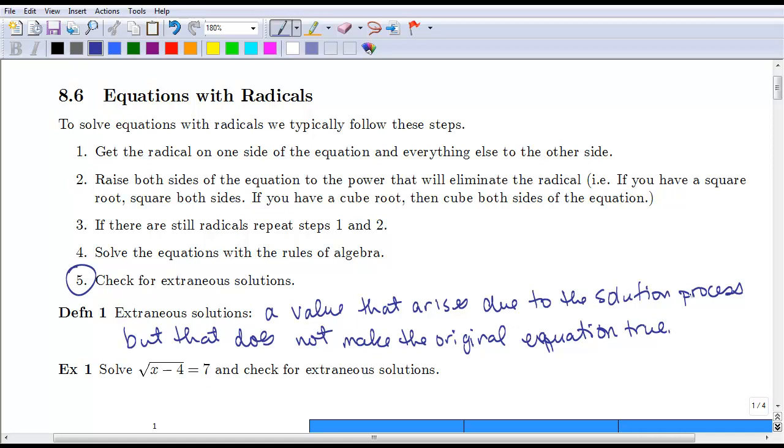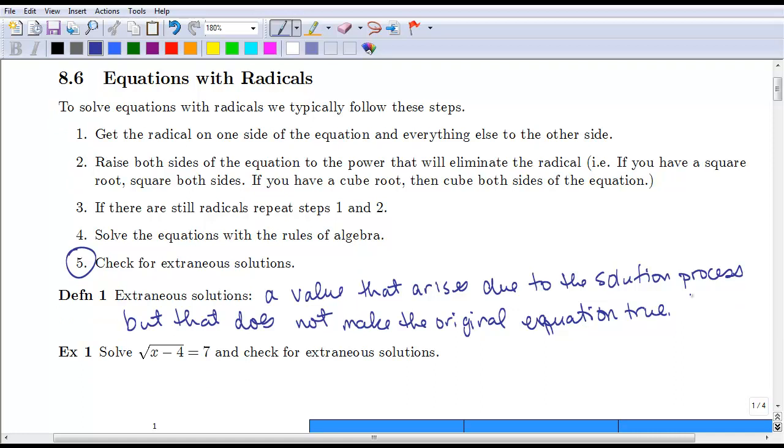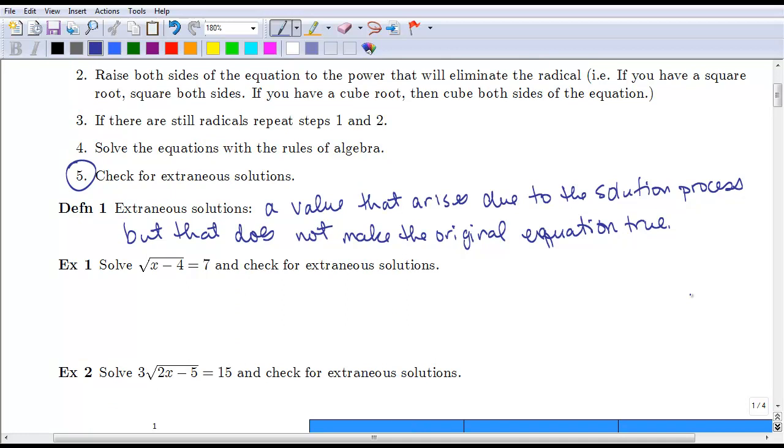And we'll see what this means as we go through and solve some of these equations. So you want to check to make sure that the values you got actually make the equation true. And if not, then you throw those out and just keep the ones that work. So let's try our first example.